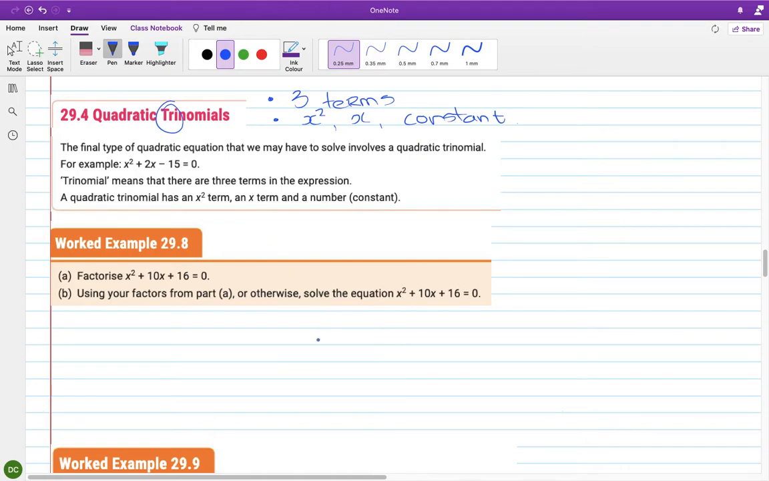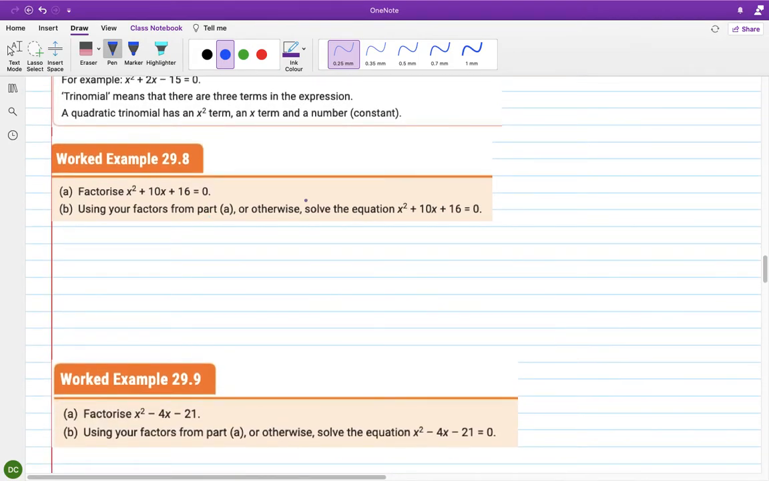Okay, so let's see, do we remember how to do it? So we have x squared plus 10x plus 16, and again, because we're going to solve, we have an equals 0, okay? So like in all the questions we've done, it starts with factorize and then it asks you to solve, okay? So trinomials are done using the guide number method.